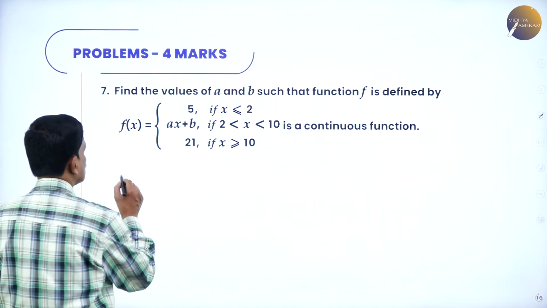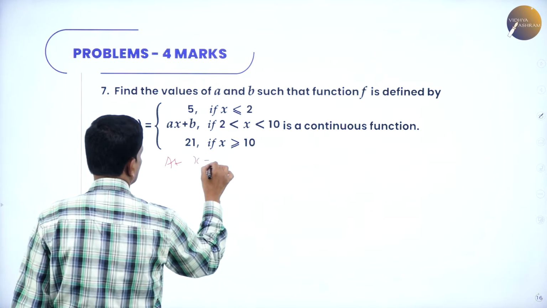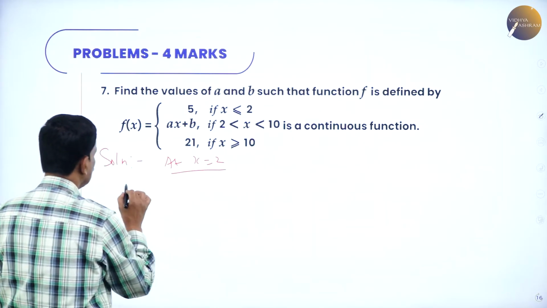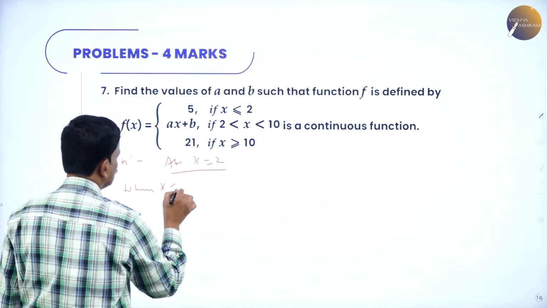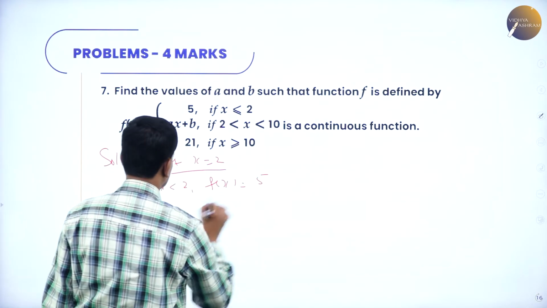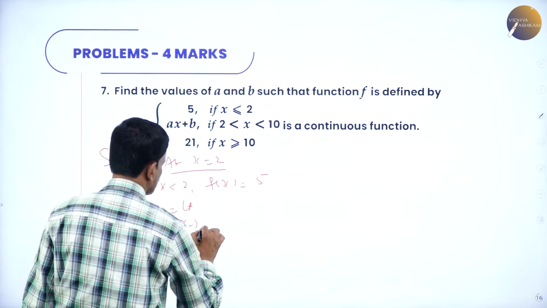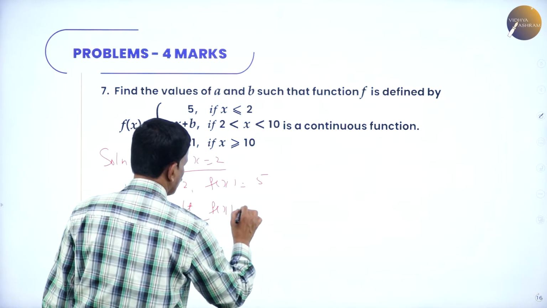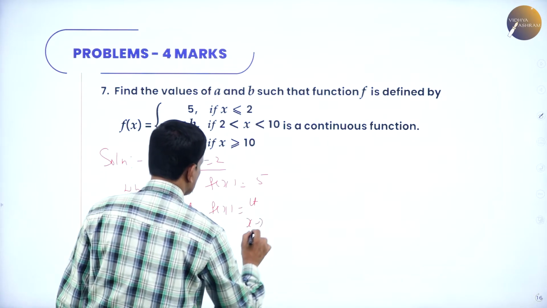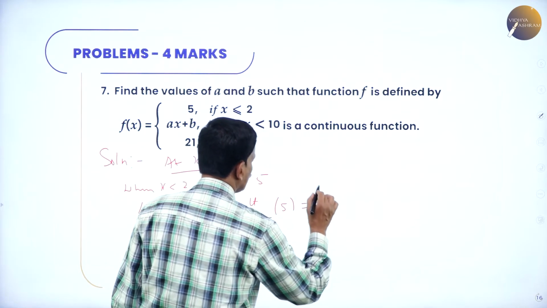Now let us consider x is equal to 2. When x is less than 2, what is the functional value? f of x is equal to 5. So you will get the left hand limit, which is limit x tends to 2 minus of f of x, that is limit x tends to 2 minus of 5, and this is equal to 5.